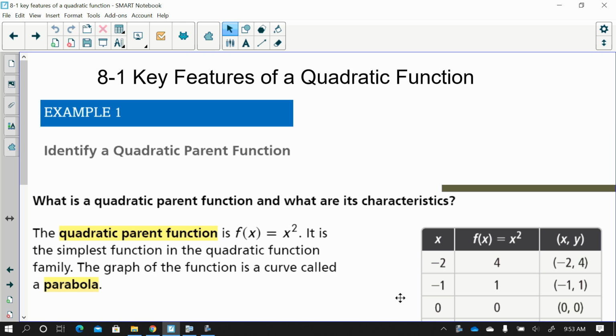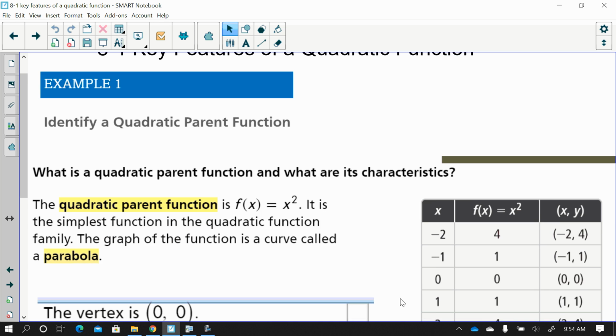Okay, and we call the graph of this function a parabola. Again, the parent function is the simplest function of that type. So if I'm talking about linear functions, the simplest linear function is y equals x. Okay, so the simplest quadratic is y equals x squared.